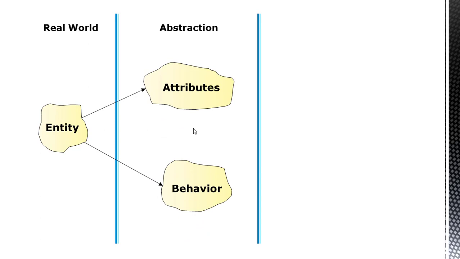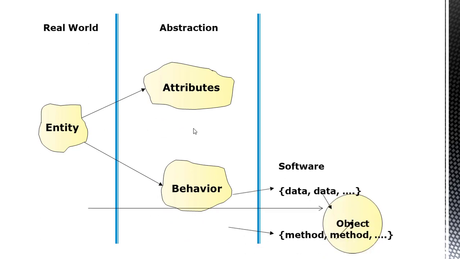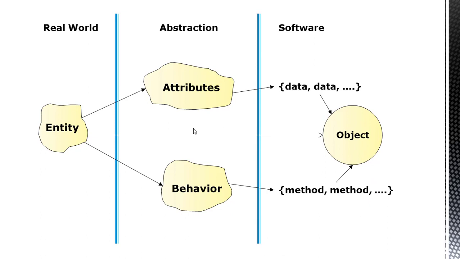Then in the final software, your real world entity will become an object, attributes will hold the data about the object, and behaviors will become methods or functionalities of the object. Now I hope the concept of abstraction is clear to you. Understand, abstraction is a very generic concept. There are many different contexts in which the word abstraction is used.